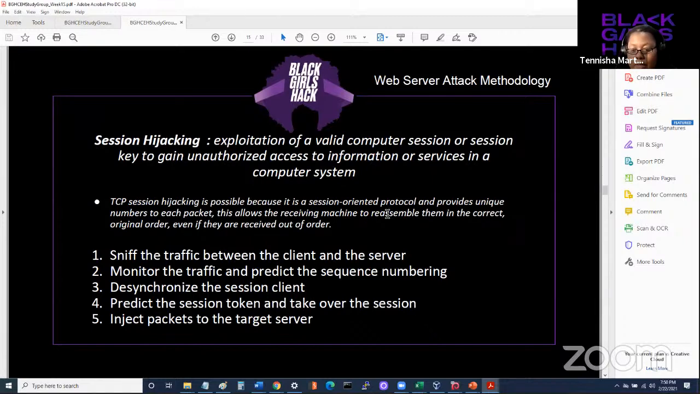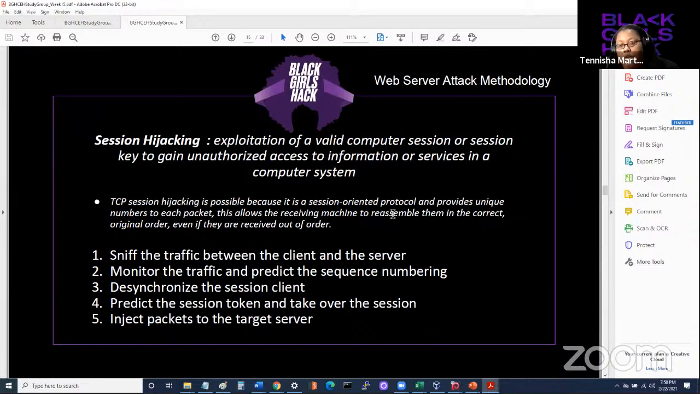So you sniff the traffic between the client and server. You monitor the traffic and predict the sequence numbering, because as we know, sequence numbering is a part of TCP. We synchronize the session with the client, predict the session token, and take over the session. This injects packets to the target server. So this is just another one of those web server attack methodologies.